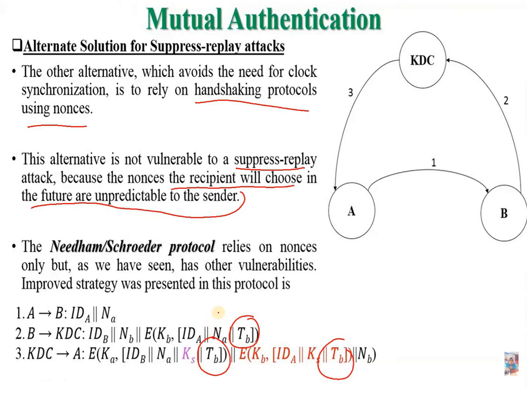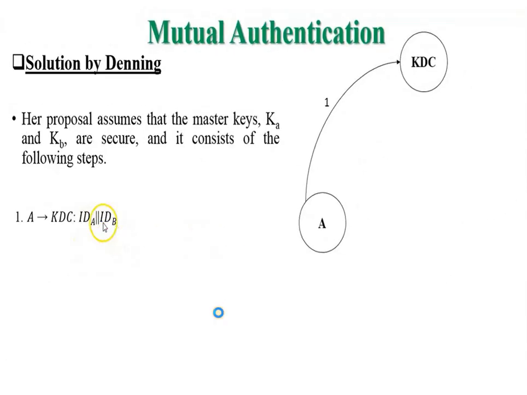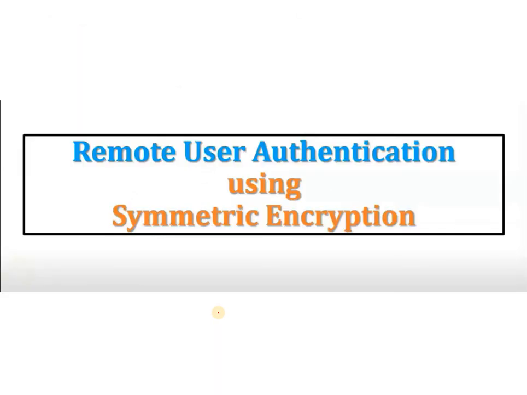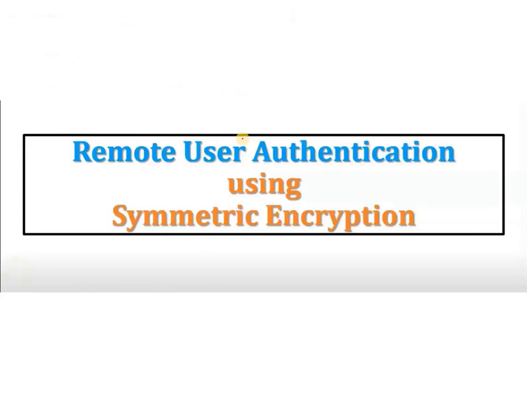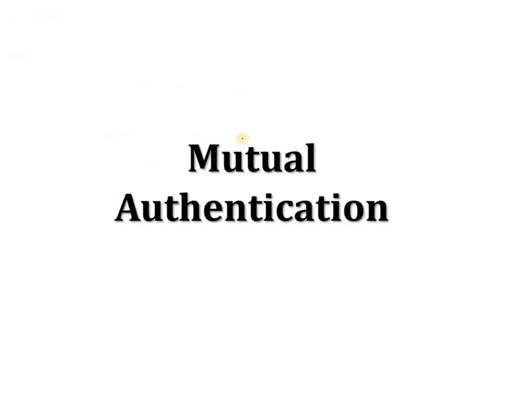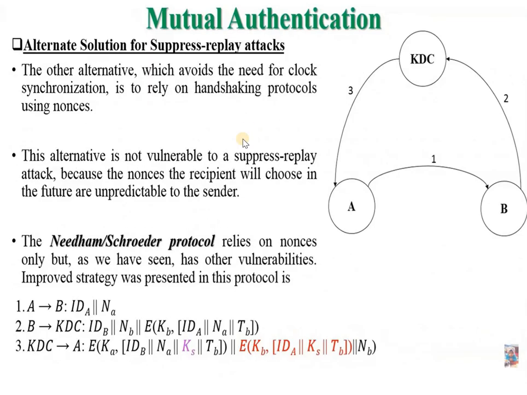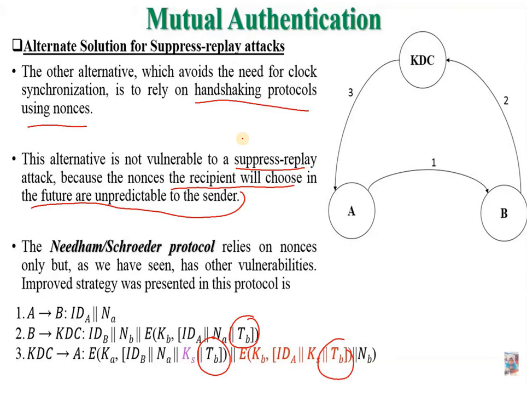So this is what happens in remote user authentication using symmetric encryption. We have seen what mutual authentication and one-way authentication are in remote user authentication using symmetric encryption. So this is all about the video. Just go through all the content and the presentation once.